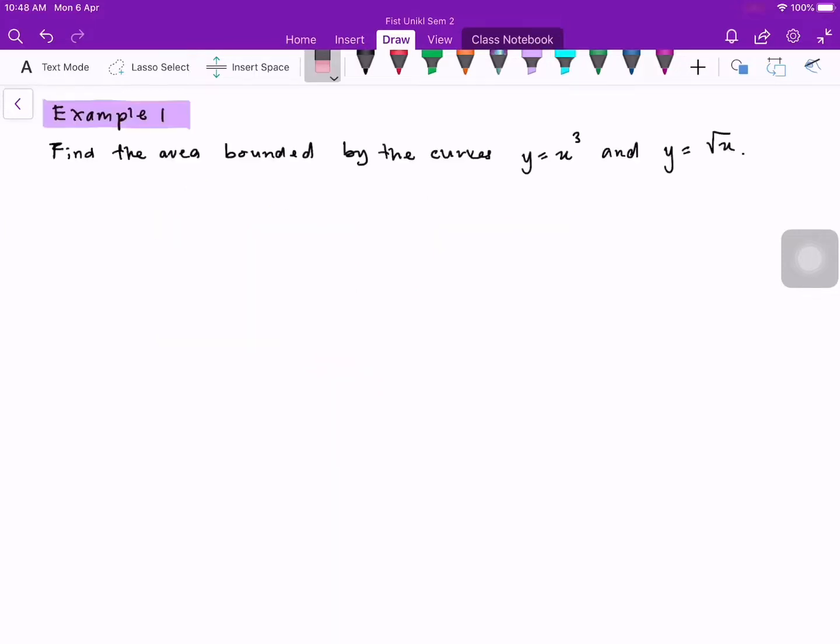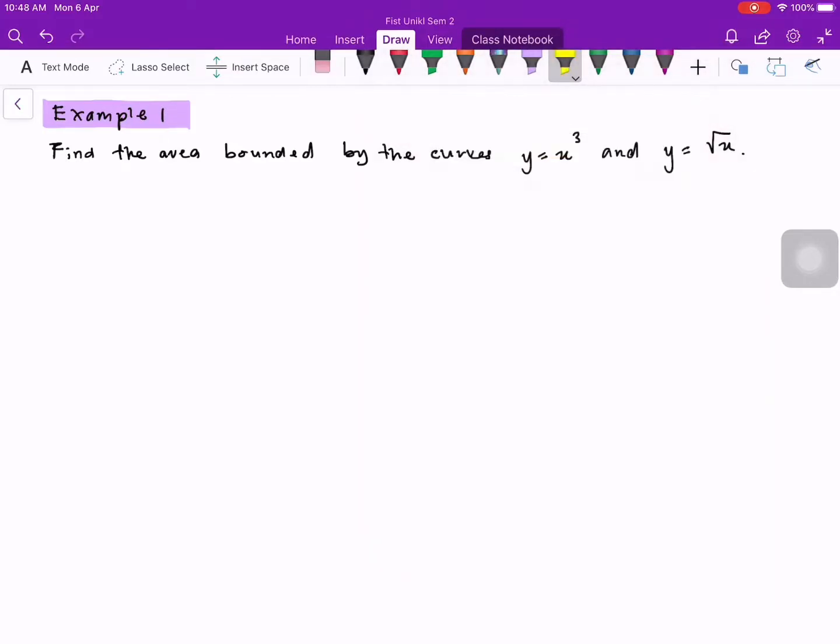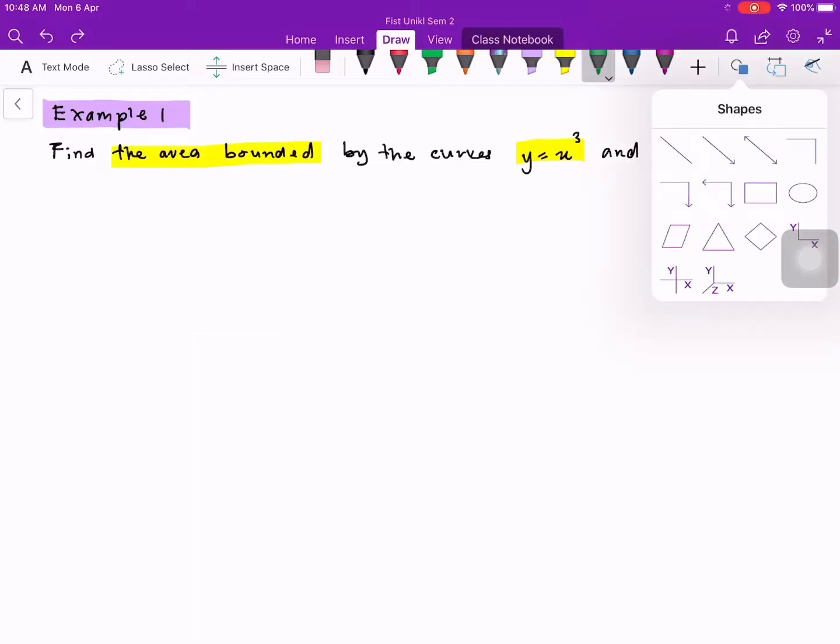Okay, so let's start with the first example. Find the area bounded by the curves y is equal to x cubed and y is equal to root x. Now in this question we are looking for the area which is bounded between these two curves, y is equal to x cubed and y is equal to root x. And first we are going to sketch the graph accordingly. So kita akan sketch graph.